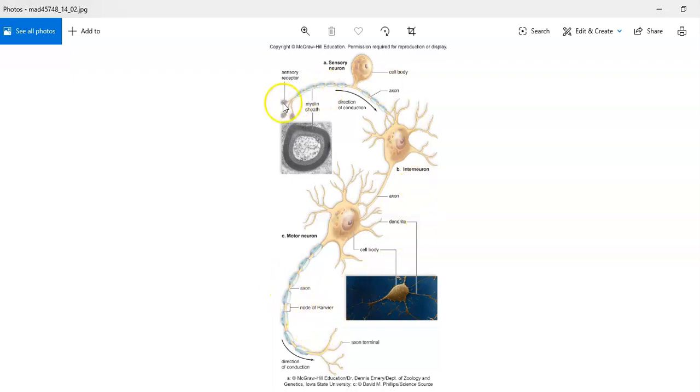Again, sensory neurons are sensing your body's internal and external environment, carrying the message to interneurons in your brain and or spinal cord, which decide what to do with that information. Having processed that information, they will send a message to a motor neuron to do something about the information sensory neurons have delivered.